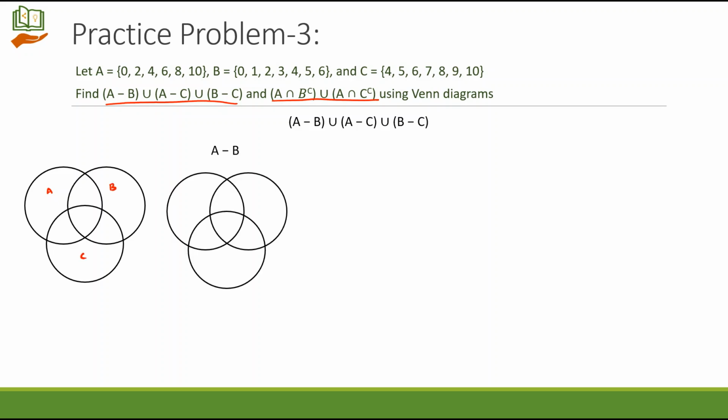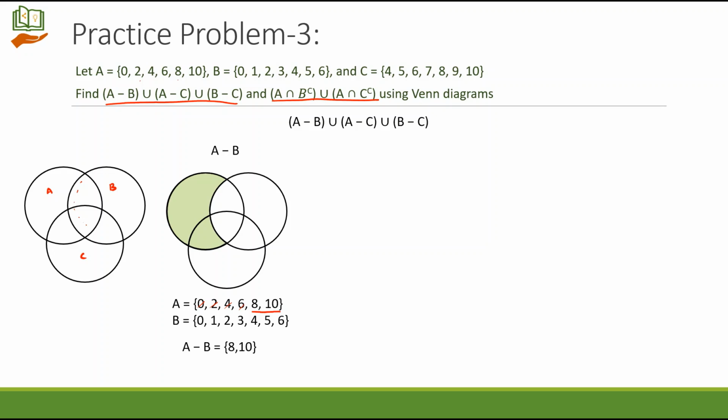Let's find A minus B. What is A minus B? It should be in A but not in B. This part is A minus B. We know A is equal to 0, 2, 4, 6, 8, 10 and B is equal to 0, 1, 2, 3, 4, 5, 6. What is present in A but not in B? 0 is present, 2 is present, 4 is present, 6 is present. 8 and 10 are alone not present in B. So A minus B will give you 8, 10.